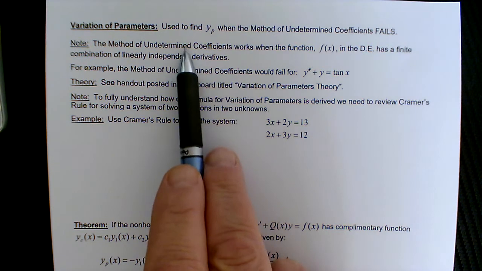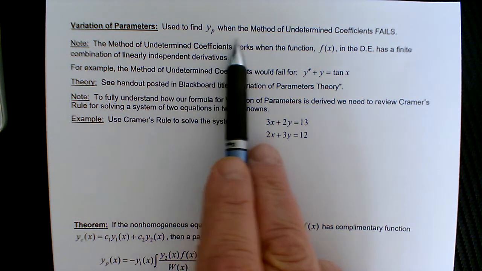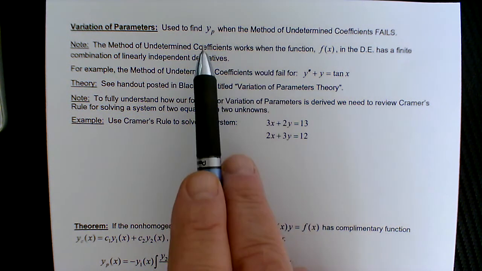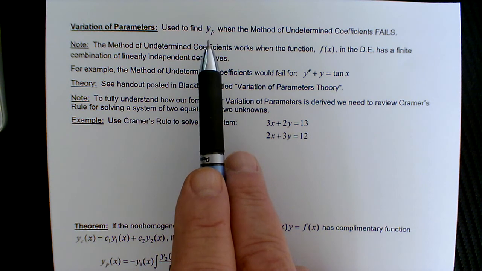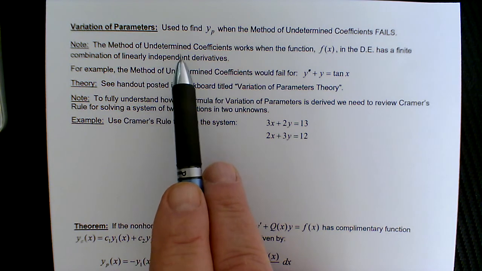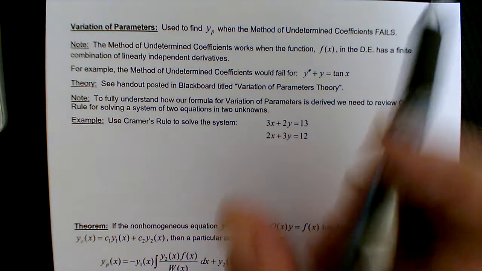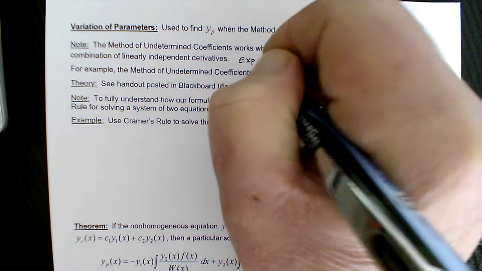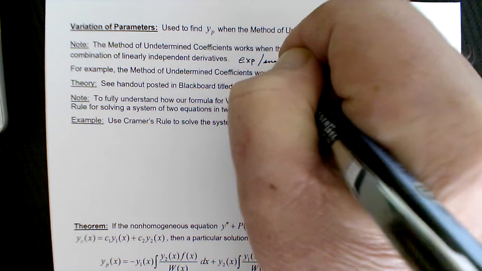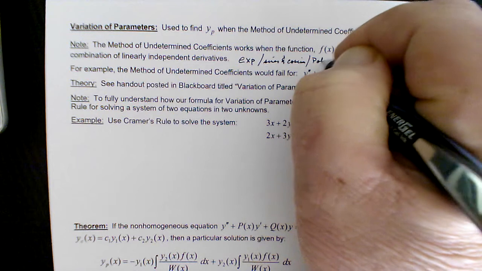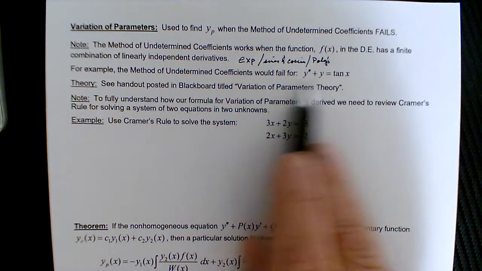So the whole idea of the method of undetermined coefficients is that we're able to pick functions that could be solutions to the particular solution because they have a finite combination of linearly independent derivatives. In other words, the main classes of functions that we looked at, if you look back at our examples, were exponentials, sines and cosines, and don't forget, of course, polynomials. Those are the ones that worked well.